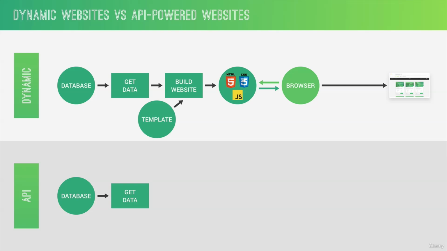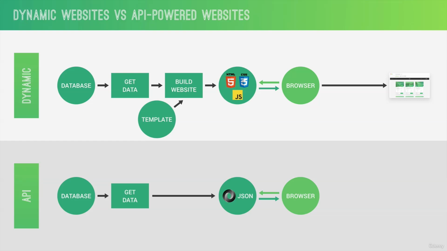So both work dynamically. Now, the big difference here is that with an API, we only send the data to the browser, usually in the JSON data format, and not the entire website. So again, just the data is sent to the client and not the ready-to-be-displayed website. So no HTML, no CSS, only the JSON data.